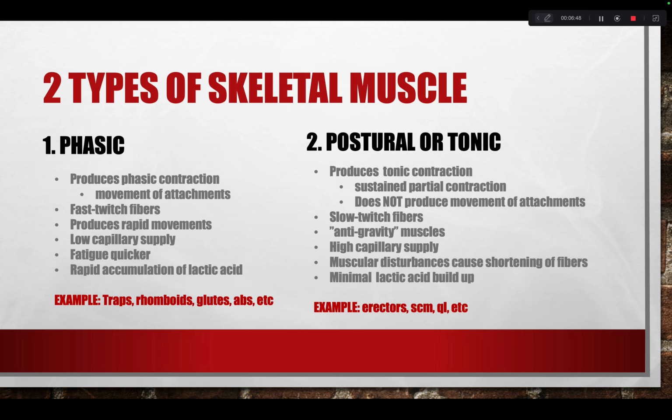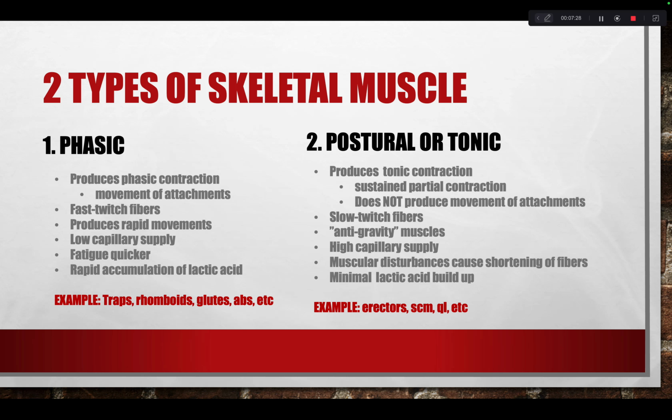There is a low capillary supply. They tend to fatigue quicker. I'm sure you've all worked out or done something repetitively, and then all of a sudden that muscle starts to burn. All right, that's because it's a phasic muscle. Right, it gets tired faster. Also, phasic muscles have the ability for the lactic acid to accumulate rapidly. So lactic acid is what will make you sore after a workout or after a hike or after doing something that you tend to not really do often.